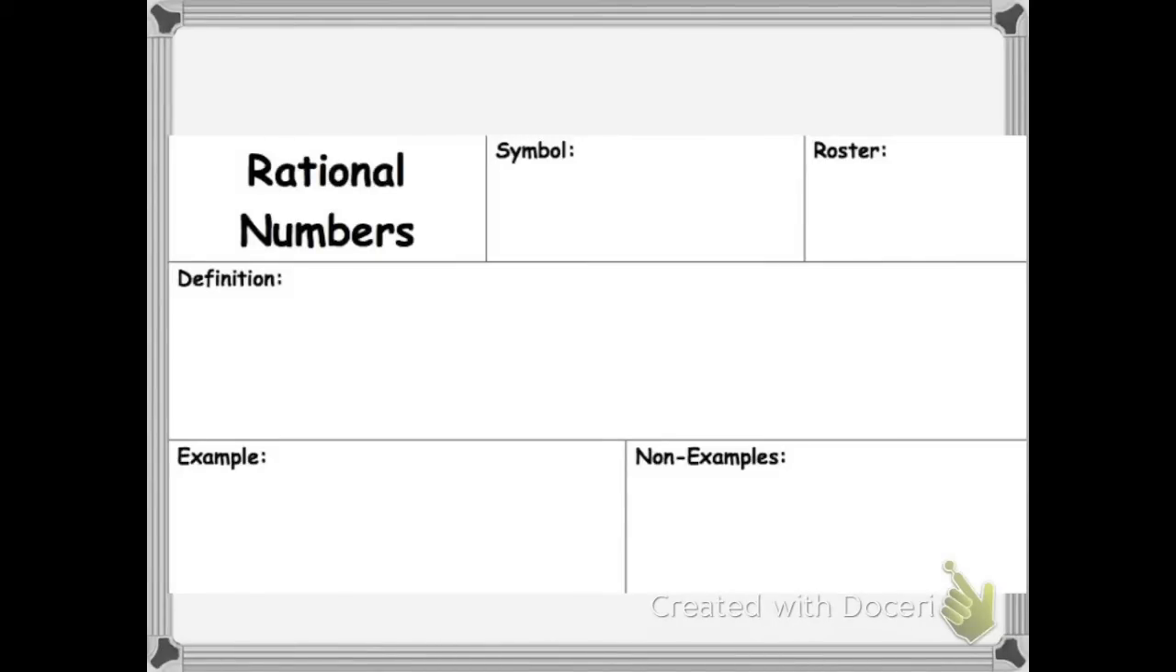So rational numbers are the next set, and the symbol for rational numbers is a Q, which seems a little weird because it's rational with an R, but the Q stands for the word quotient, which is the answer to a division problem. And rational numbers is any number that can be written as a ratio of two numbers.